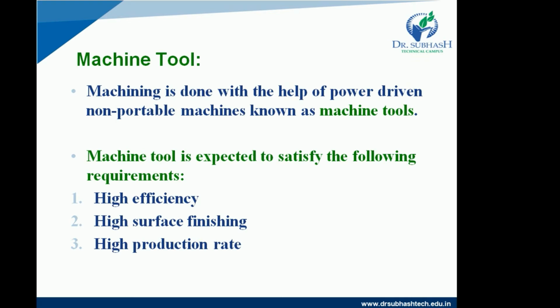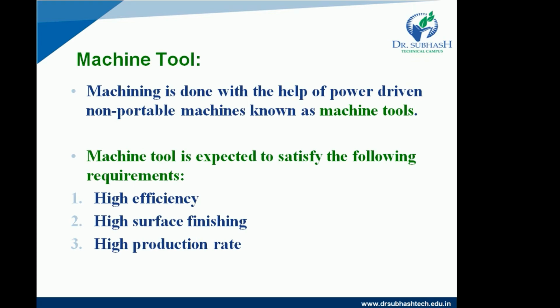A machine tool is expected to satisfy the following requirements. What are the main requirements of the machine tool, with the use of which we can remove some metal or material from the workpiece, and what requirements can be satisfied with the use of this machine tool?